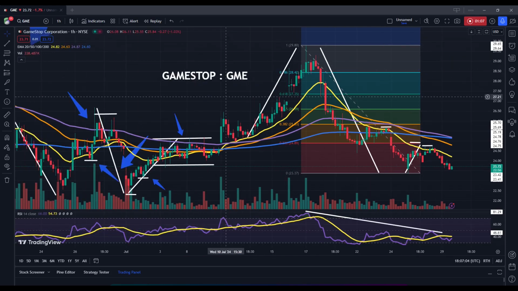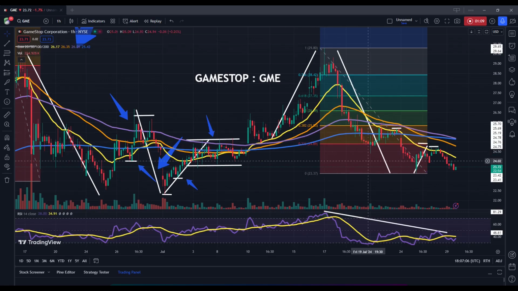But we're going to start with the hourly chart here just to get a sense of where we will be heading if we do break these next critical support levels to the downside. So this is what we'll be doing in this video, outlining some of these price levels.